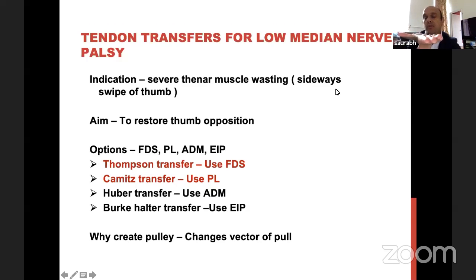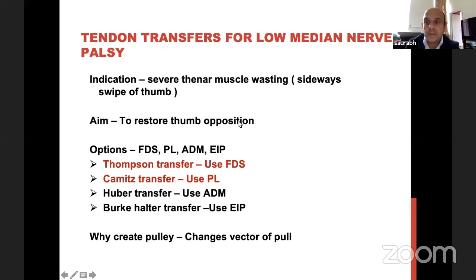thumb, sideways swipe using extensors, and then using your pronation to oppose. So it's very disabling in middle age. In my practice, I would do maybe 2 cases where I would do a tendon transfer. No middle-aged women, so I use a palmaris longus, a Camitz transfer, because you're not burning any bridges by using your palmar fascia. So the aim is to restore thumb opposition.